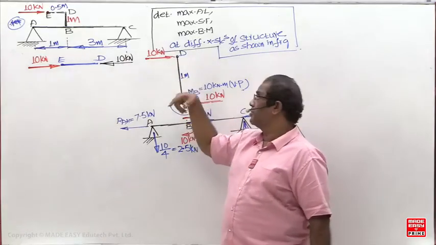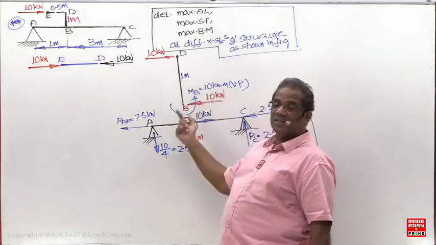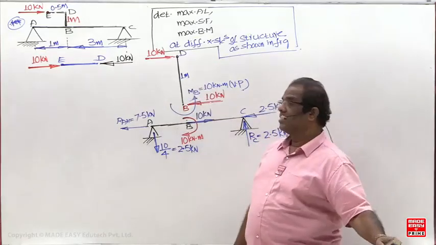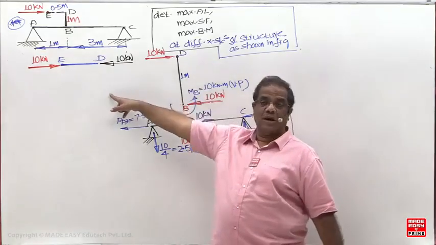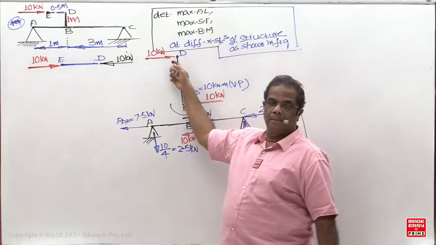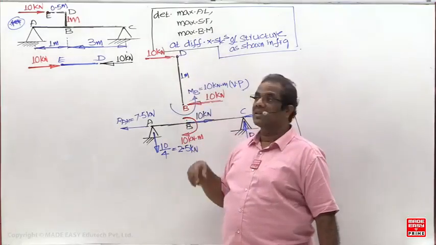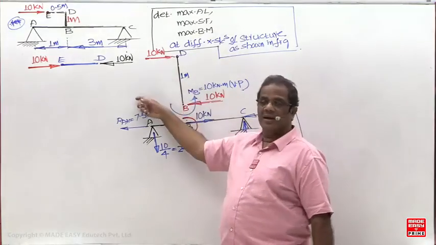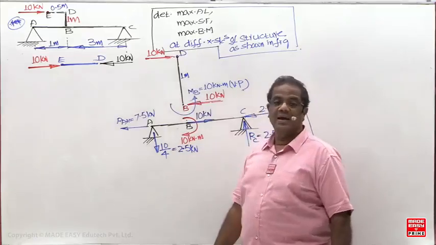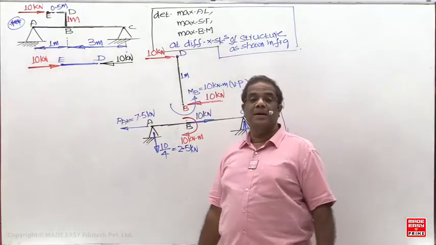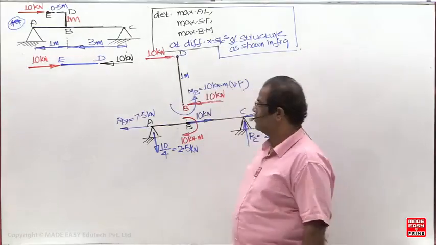But is it positive or negative? This 10 and this 10 are clockwise. Shear force is plus 10. Next, bending moment here is 0 because there is no couple. Here also 0. So at D, what are the answers? Axial load is minus 10. And shear force is plus 10. Bending moment is 0. Twist moment is 0.